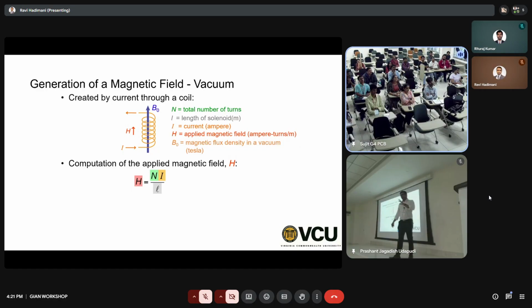Okay. So now B in air is just B naught, or B0. The magnetic field H equals N multiplied by I divided by L. N is the total number of turns, and I is the current, divided by L, the length of the solenoid, will give you the magnetic field. Okay, so it's a very simple equation. If you want higher magnetic field, increase the number of turns or increase the current, right? So simple.